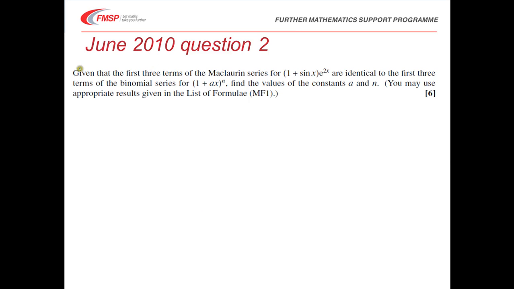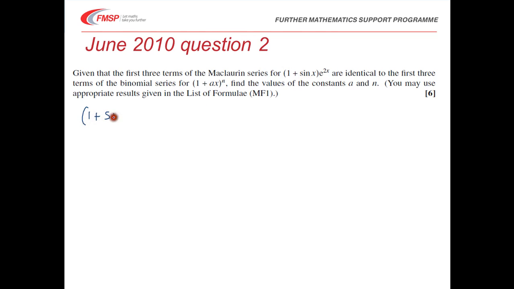Looking at the question first, it says that we're given the first three terms of the Maclaurin series for (1 plus sin x) upon e to the power of 2x are identical to the first three terms of the binomial series for (1 plus ax) to the power of n. Find the values of the constants a and n. It reminds us that we can use our formula book for the Maclaurin expansion, and what we'll want is for sin x and e to the 2x.